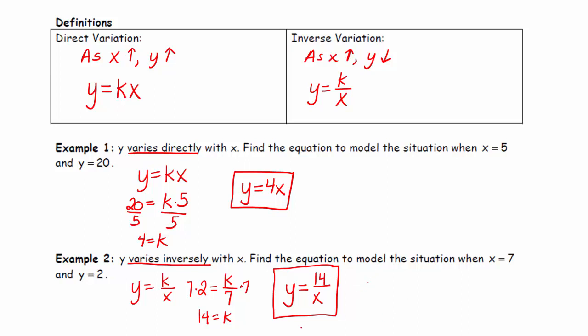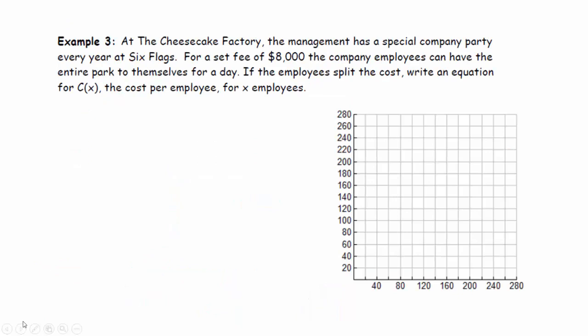Okay. I'm going to give you an example of an inverse variation on example 3. At a cheesecake factory, the management has a special company party every year at Six Flags. For a set fee of $8,000, the company employees can have the entire park to themselves for a day. So it doesn't matter how many people they bring, they have to pay $8,000. If the employees split the cost, write an equation which we're going to call C of x, which stands for the cost per employee, for x employees going. So x is going to represent the number of employees that go. C of x is going to be the cost per employee.